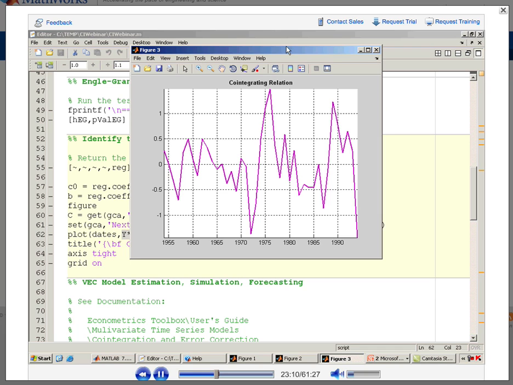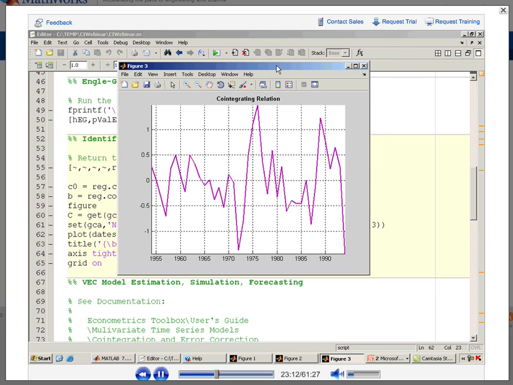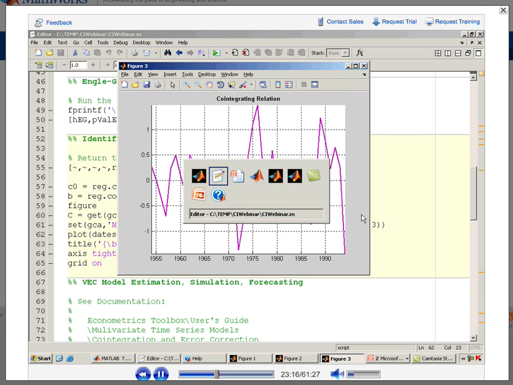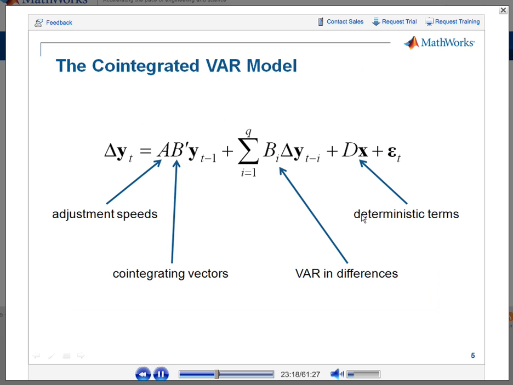Once you've found a co-integrating relationship, creating a model that takes this into account is pretty straightforward. The model that we typically use for co-integrated systems is something called a vector error correction model, or in the case of co-integration, we usually just call it the co-integrated VAR model. So it looks something like this. You work with the differenced data on the left-hand side. So this would be for I(1) processes like we have. This would be stationary variables.